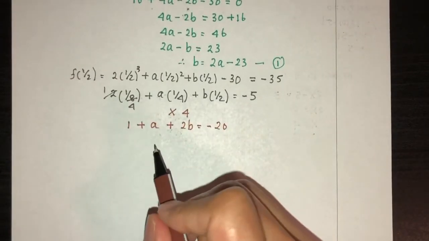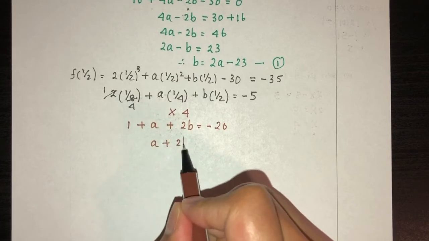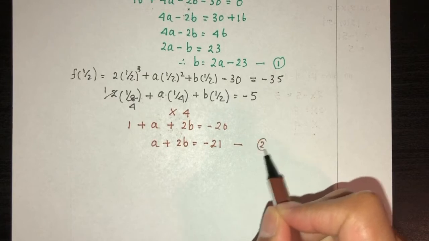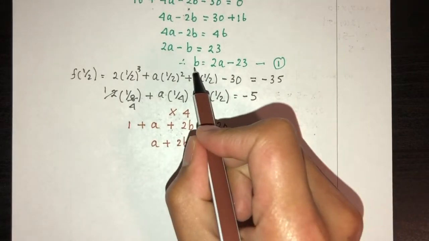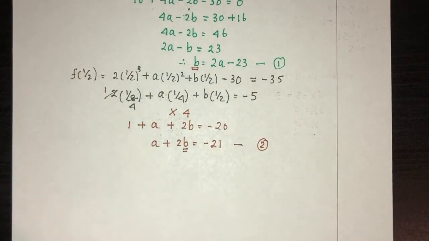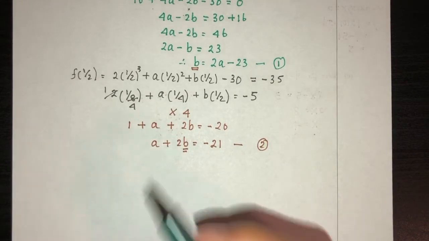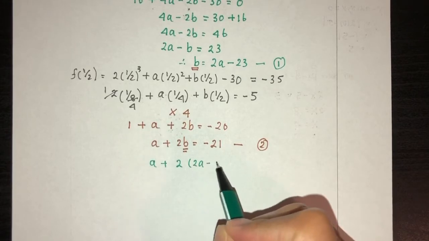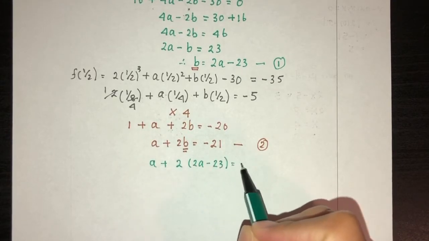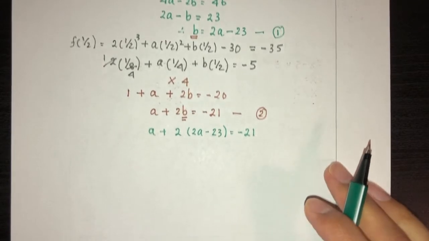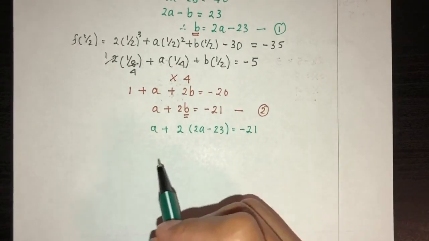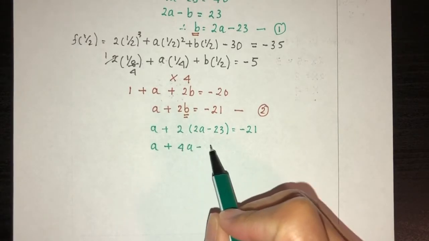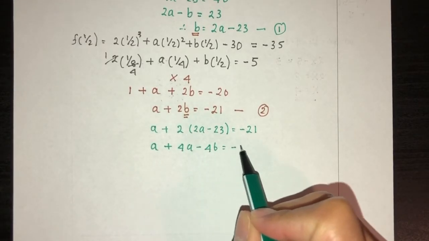Now let's simplify. You'll have a plus 2b is minus 21. That is your equation number 2. Now we can replace b right here. Let's see what we have. It will become a plus 2(2a minus 23) is equal to minus 21. Now if we simplify this, you will have a plus 4a minus 46 is equal to minus 21.